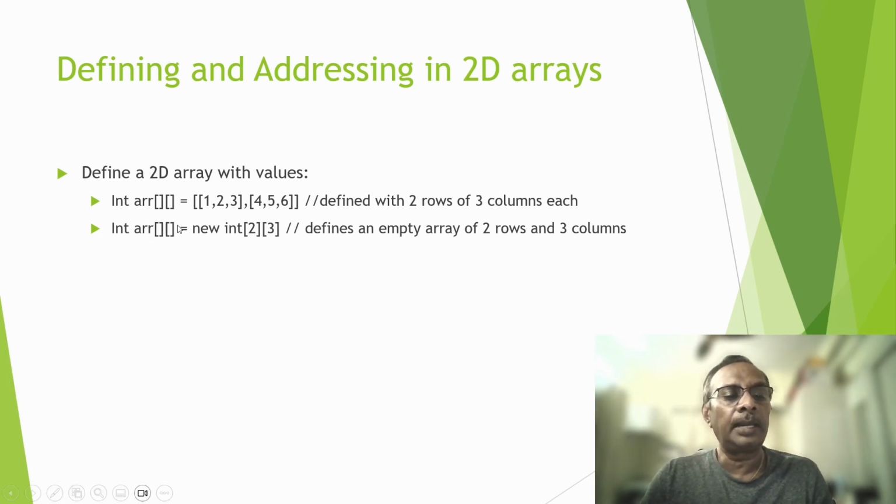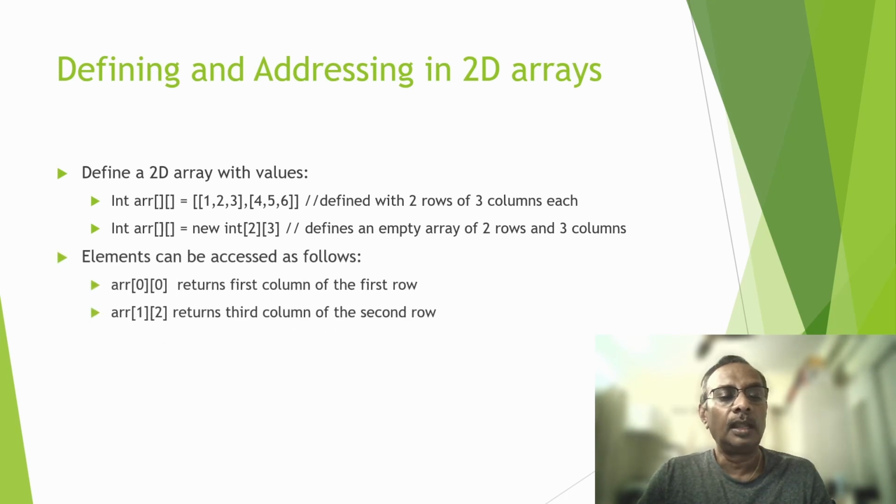Now if we want to define an empty array, it is very simple. int arr[][] equal to new int[2][3]. The keyword new is used for an empty array, with 2 being the number of rows and 3 the number of columns. So we define an empty array. Okay, let us see how it can be accessed.